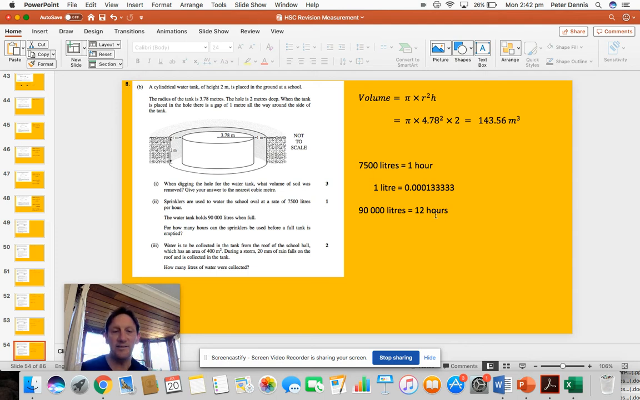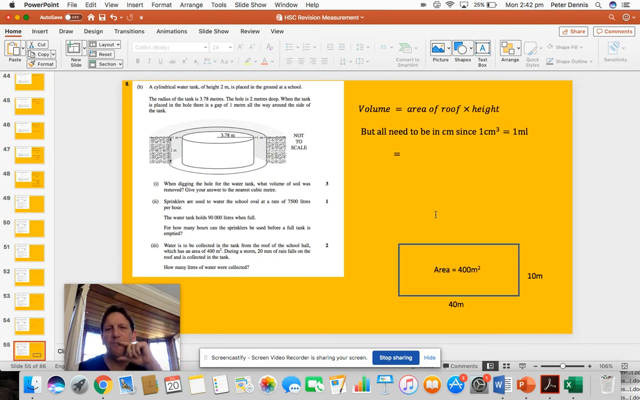So this has nothing to do with the cylinder anymore. It's only about how much water fell on this roof. And the roof is 400 metres squared and the rain is 20 millimetres. So you've got lots of different things happening here. The volume is going to be the area of the roof times the height, but all need to be in centimetres since 1 centimetre cubed equals 1 millilitre. The hard thing here is that they're all in different units. So I'm going to change them all to centimetres and then go from there.